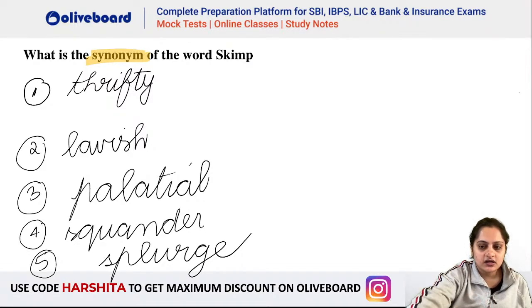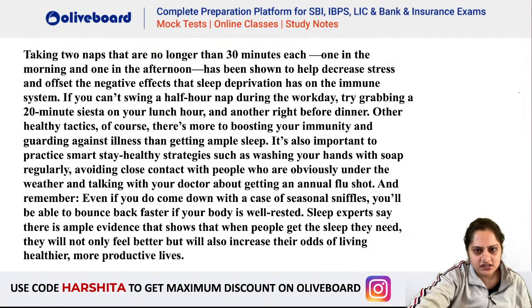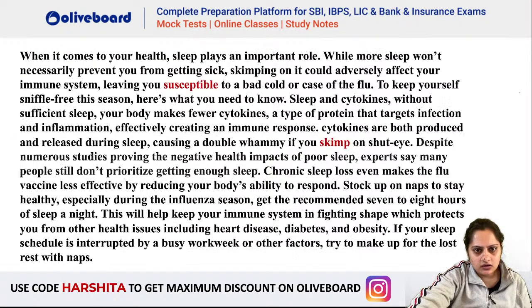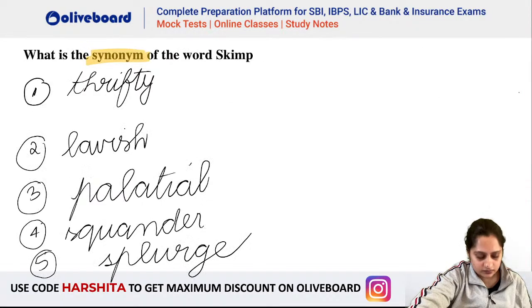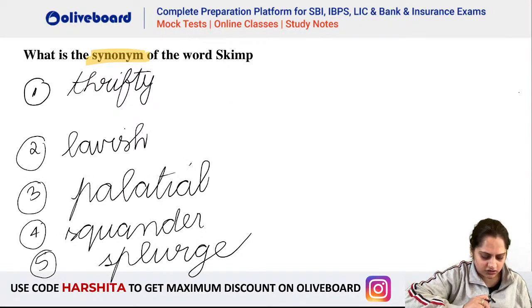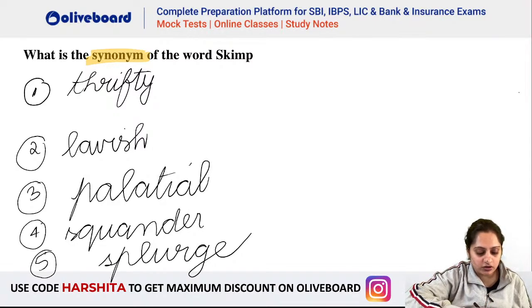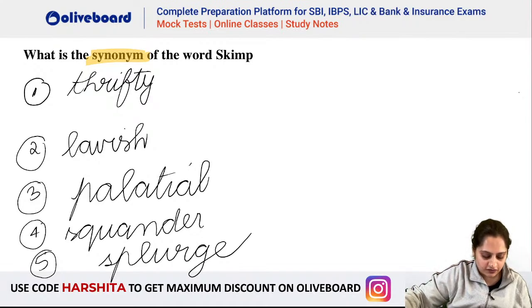Okay, guys, here what they are trying to say is, if you go back, double whammy, causing a double problem. Cytokines are both produced and released during sleep, causing the double whammy if you skimp on shut eye. Okay, basically, not squander. They are trying to say, if you waste your sleep, or you're not careful with your sleep. So not careful with your sleep means you are thrifty with it, you are careless with it.